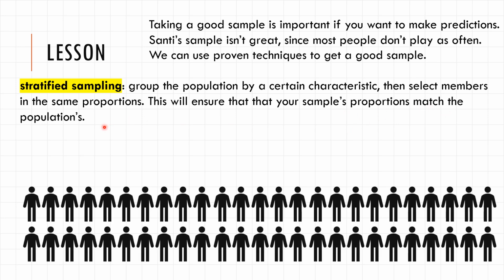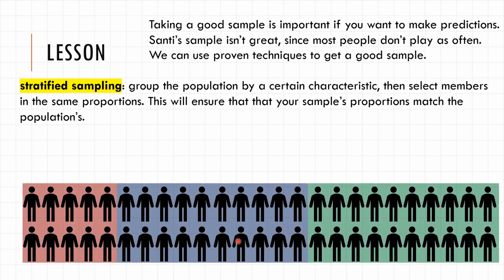So for example, if we had 50 people and 10 of them were red people and 20 of them were blue people and 20 of them were green people, and here I'm just using these colors, but that could be any characteristic, right? Then we want to make sure that, okay, 10 out of 50 is 20%. So 20% of our sample should be red. 20 out of 50 is 40%. So 40% of our sample should be blue. And again, 40% of our sample should be green.